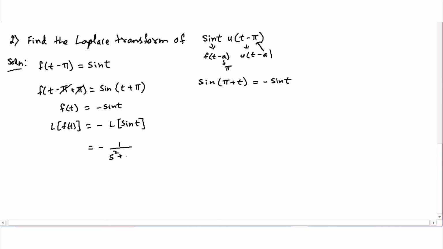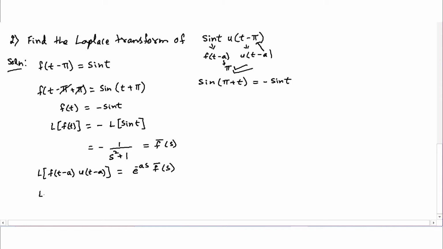A square, once again this coefficient of t is 1 over here. A square will be 1 square. 1 square is 1. So this L of f of t represents your f bar of s. So now if I try to use the unit step function property, Laplace transform of f of t minus a into u of t minus a will be equal to e power of minus as into f bar of s.